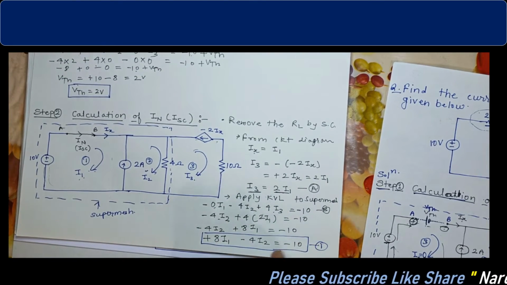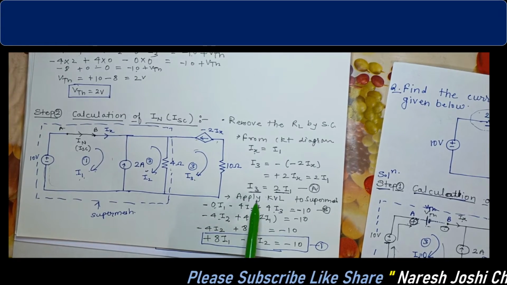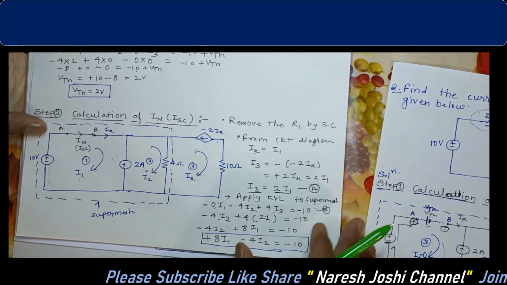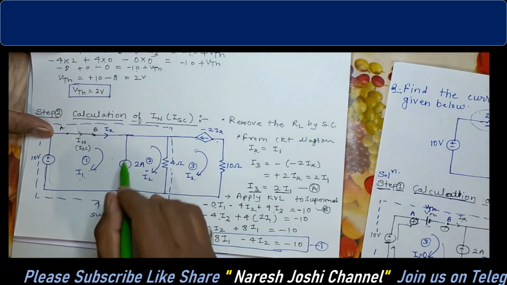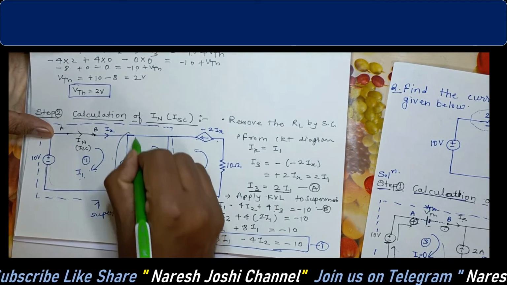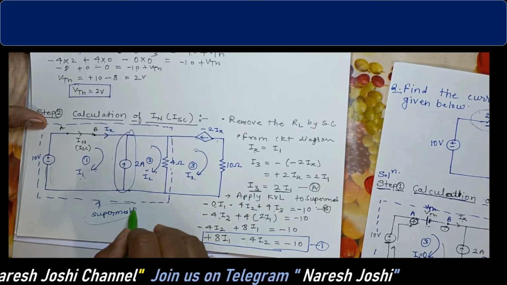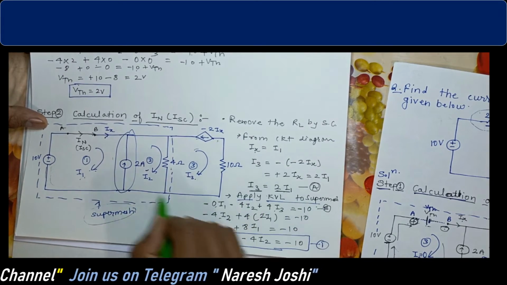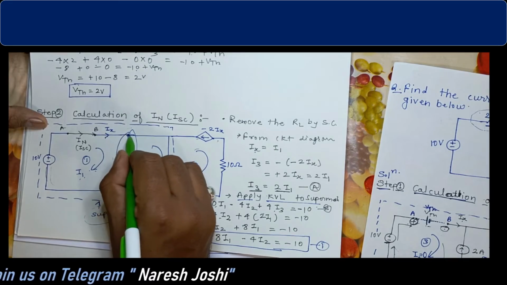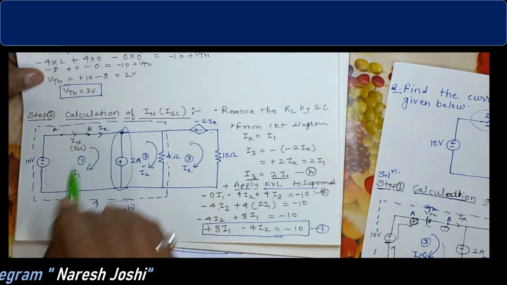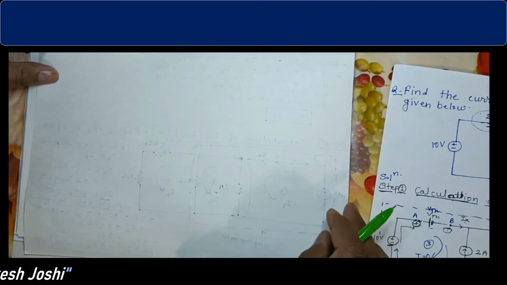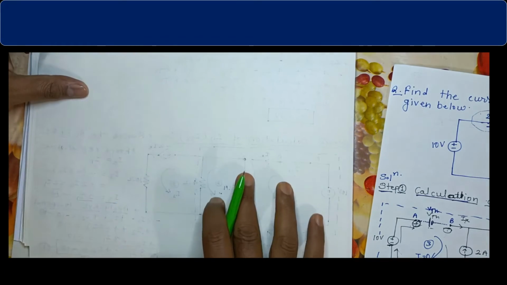As I told you, whenever we apply KVL to the super mesh, immediately we have to apply KCL. By KCL means for which path? This path we always have to write by KCL. Clear? After immediately applying KVL to the super mesh, you then have to apply KCL here at this node. So what happened next? You can see.